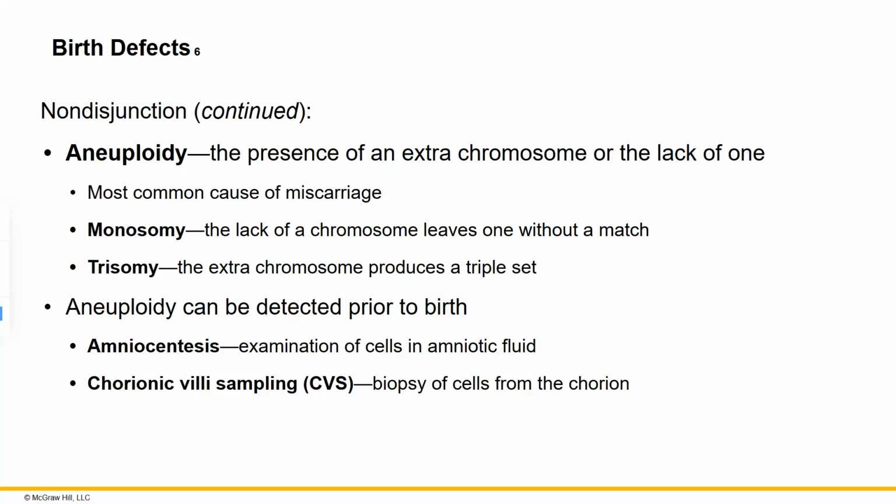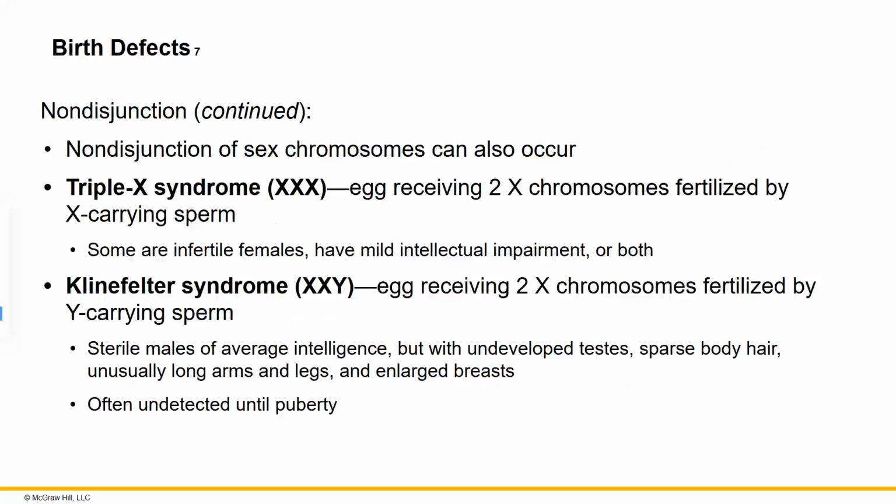Aneuploidy can be detected prior to birth by amniocentesis or chorionic villi sampling. Both of those procedures have risks to the unborn baby.